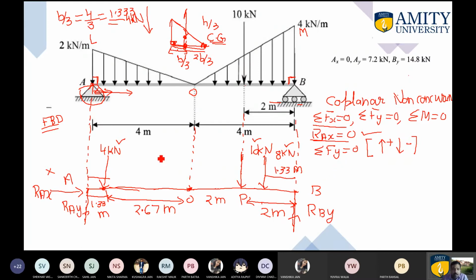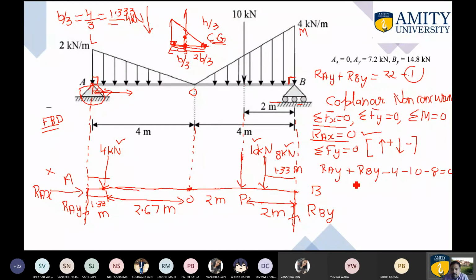So now in this particular case, as you can observe, Ray is in upward direction, so plus Ray. This Rby is also in upward direction, that is why plus Rby. This is downward, so minus 4. This is also downward, minus 10. This is also downward, minus 8 will come out as 0. No other vertical force is there. So from here, if you substitute the values and rearrange them, Ray plus Rby will come out as 22. So this is the expression number 1. Both are unknown, so we can't proceed further.